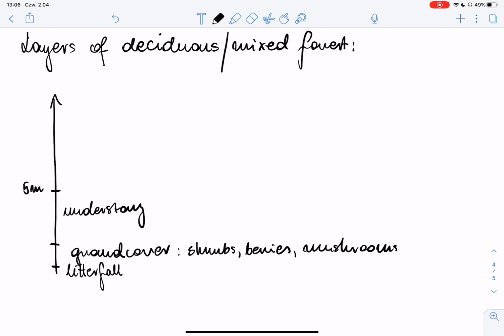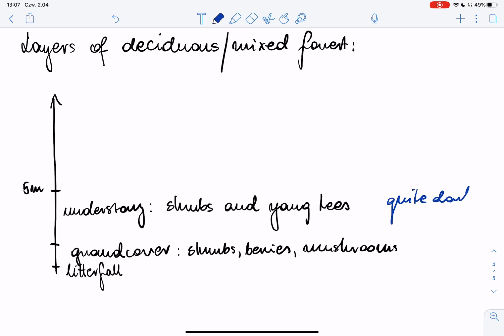And guys, the next layer, stretching up to 5 meters, is the understory, czyli podszczyt. And the understory is made of bigger shrubs, the ones that grow a little bit bigger, and young trees. So the ones that are not tall enough. All those three layers are quite dark, quite humid, and also not windy. All these three.